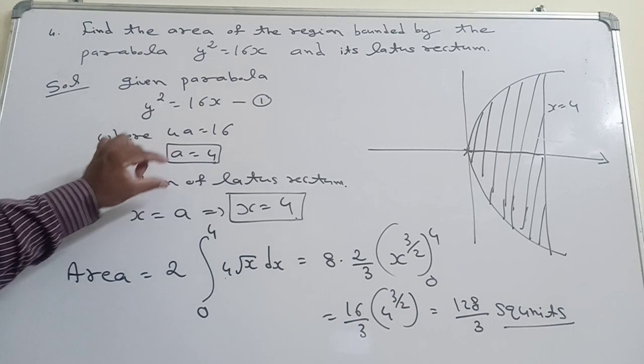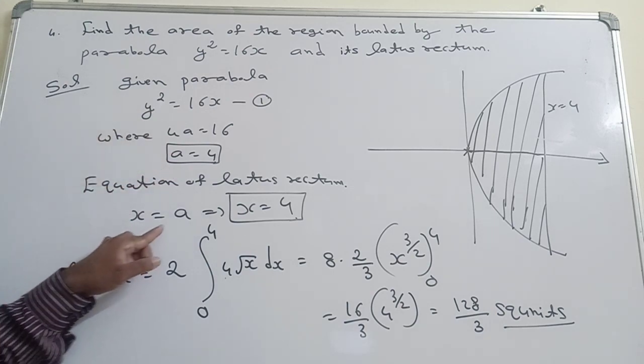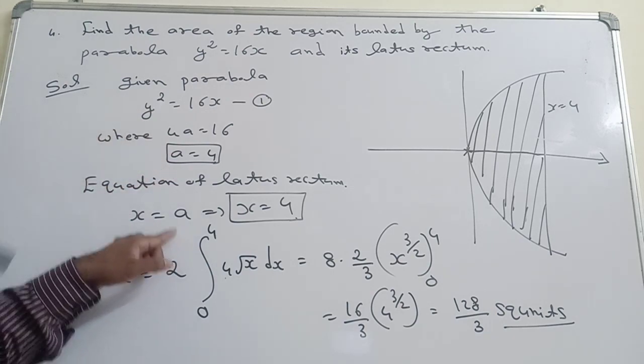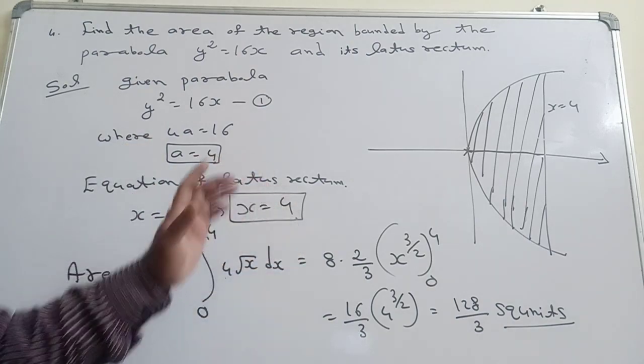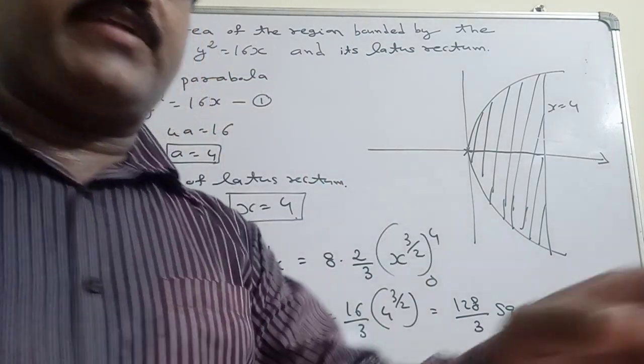So the latus rectum is, that is, the equation is x is equal to a. From the given parabola we should find the value of a, then we can find the equation of the latus rectum, then we have to find the area bounded by this latus rectum.